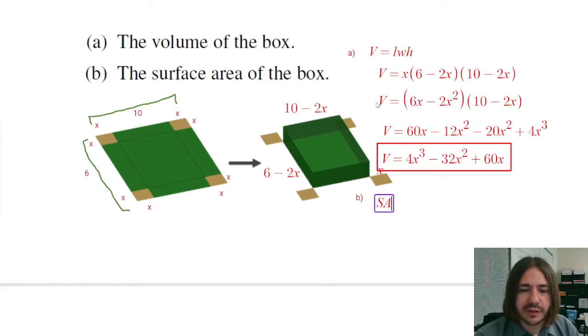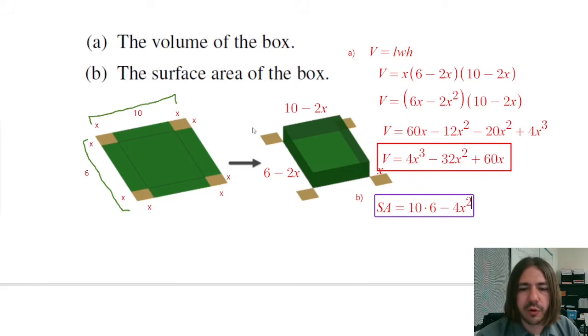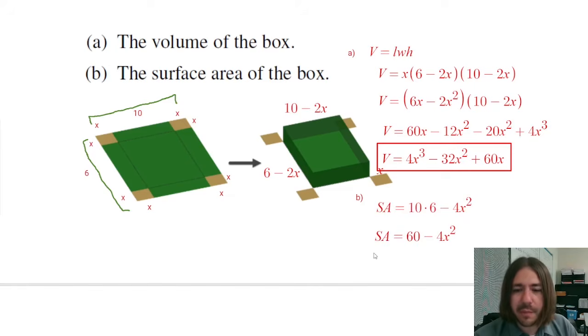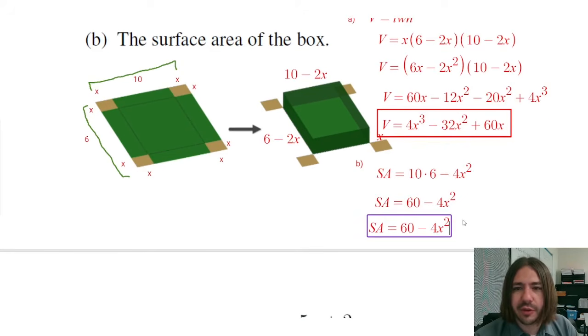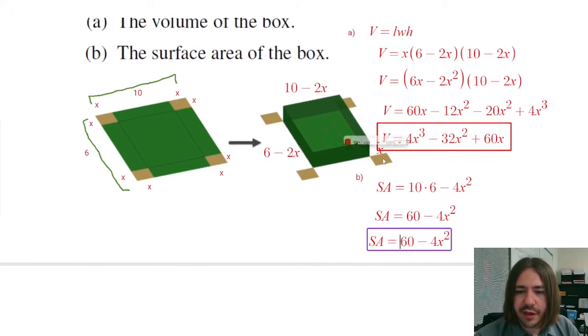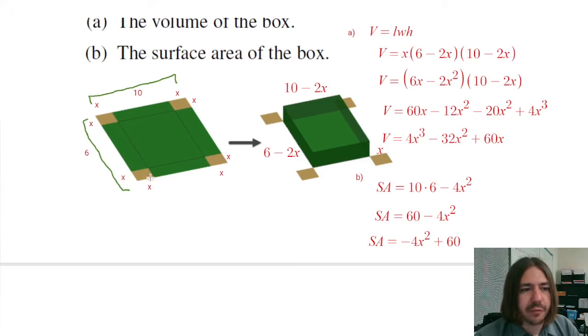So one way to set this up would be 10 times 6, which is going to be the area of the overall sheet, minus each of the 4 squares, so 4 times x squared. Now there's not much to simplify here. 6 times 10 is 60, and 4x squared is just that. There's nothing we can combine that with, so really the only thing that we can do here is to put this into standard form, negative 4x squared plus 60. And that's going to be our answer for part B.